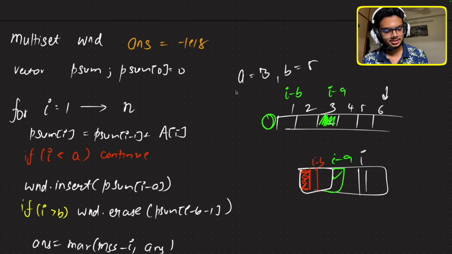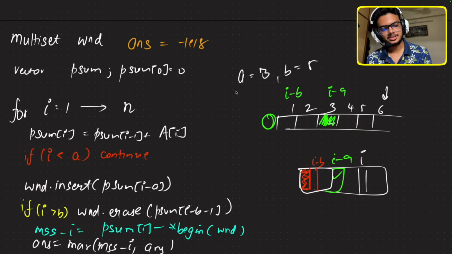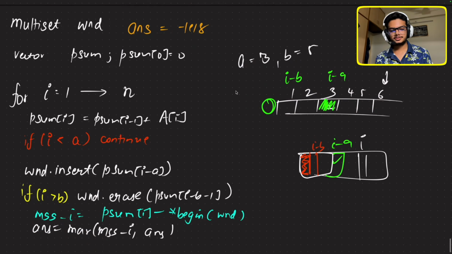And after that, it's very easy. Now you already have a window which contains all the valid prefix sums. So MSSS of i will be what? It will be simply P sum of i minus begin. Right? So begin is going to return the smallest possible prefix sum, begin of window. Then you'll calculate MSSS of i and then update your answer. And after the loop ends, you can just print the answer. Right, so I guess that was the approach.